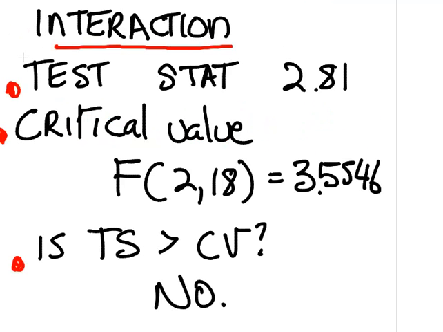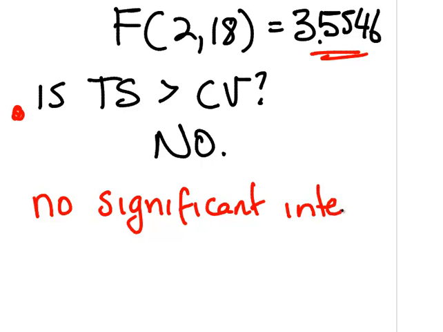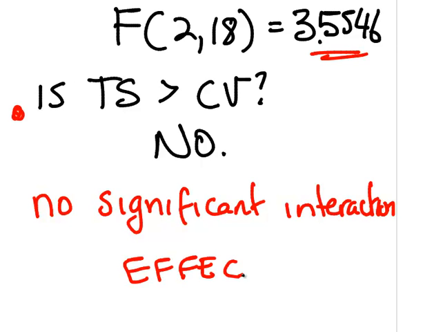And finally, the interaction effect. The test statistic was 2.81. The critical value was F with degrees of freedom 2 and 18, which was 3.5546. Is the test statistic greater than the critical value? In this case, no. And what do we conclude there? No significant interaction effect. So, depth is significant, nitrogen is significant, the main factors are significant, but the interaction effect is not significant.